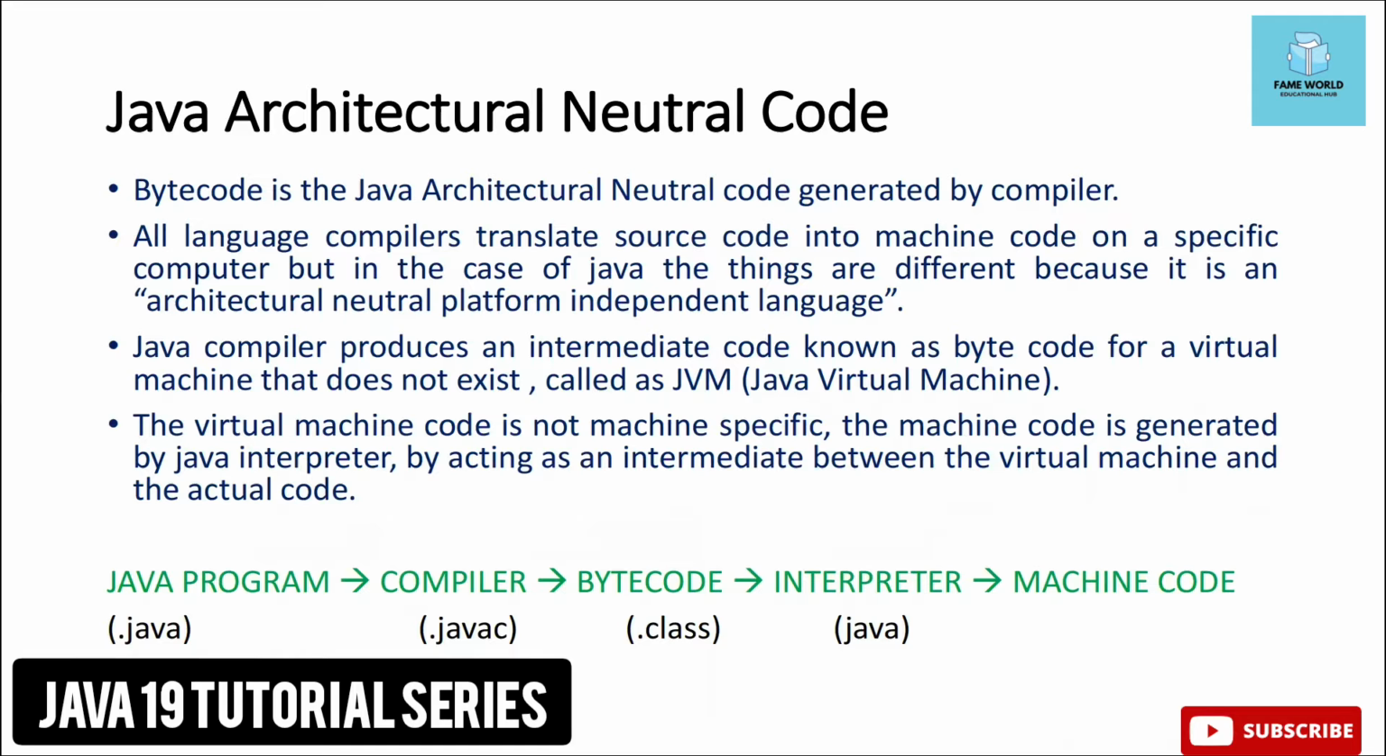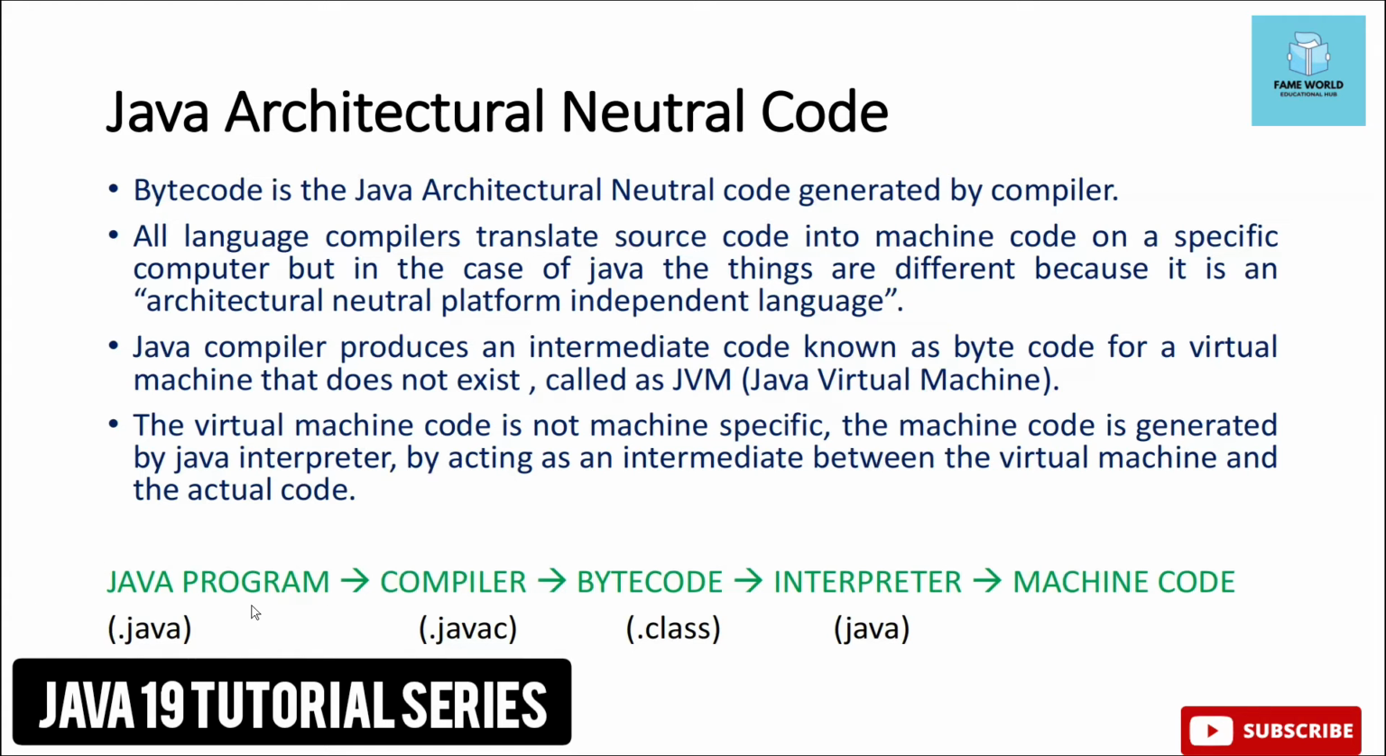Bytecode is the Java architectural neutral code generated by the compiler. In the case of Java programming, there is the concept of JVM, that is the Java virtual machine. Virtual means which is not exactly existing somewhere. The combination of different software is simply known as JVM, the combination of different software inside the Java. When you install the JDK, that is the Java Development Kit, at that time the JVM is installed into your system. So when you create a Java program, you can see this line diagram.